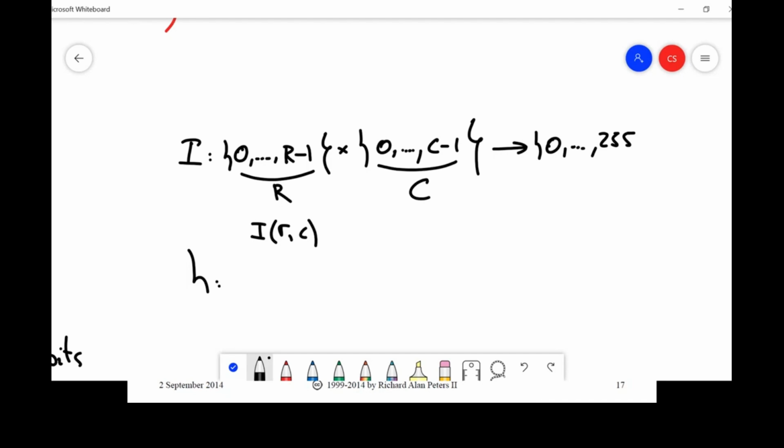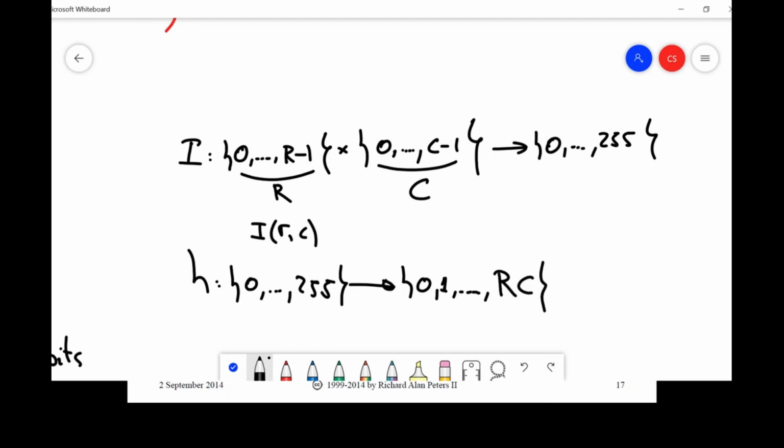Okay, so what is the domain of this function? The domain goes from 0 to 255, and it goes to 0, 1, and so on. What is the maximum value that you can have in a histogram if your image has this size? RC.